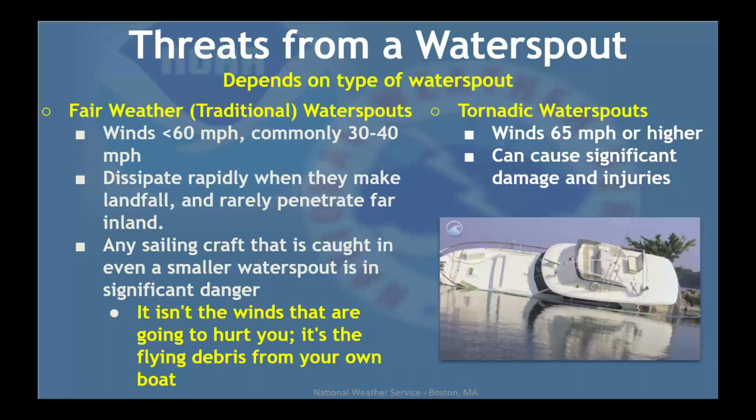One quote that I saw when I was looking into this was, it's not the winds that are going to hurt you, it's the flying debris from your own boat. So just because you have 30 to 60 mile per hour winds, you might say that's not too bad. But if it's taking pieces of metal off your boat and flinging them in the air, that's going to be dangerous. Or if you have a sail, especially, that could be bad. So that's the threats from the traditional ones.